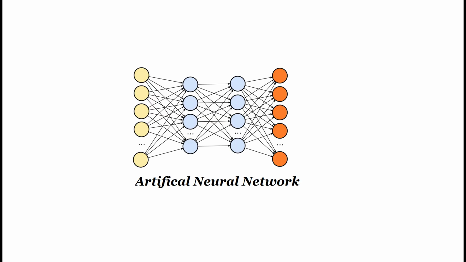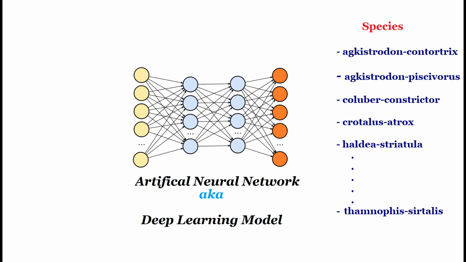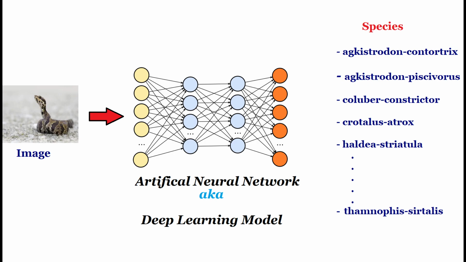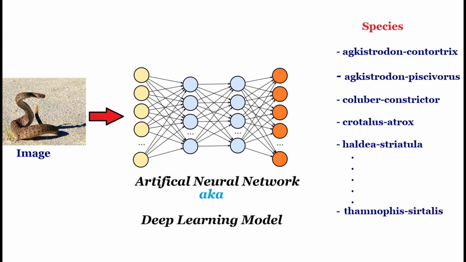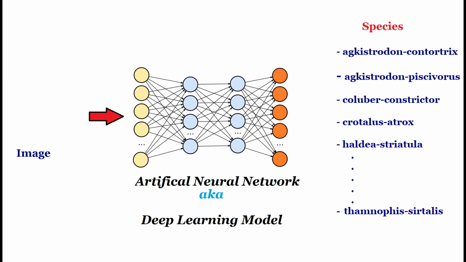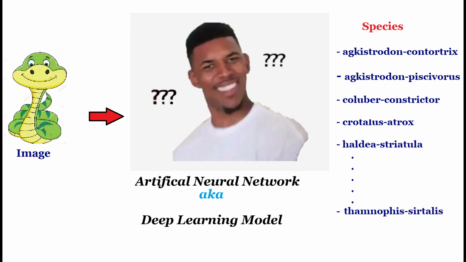Hey guys, so today we will be building an artificial neural network, also known as a deep learning model, for classifying various species of snakes. The idea is that we will show it an image of a snake and it will tell us the species of that snake. I'm building this for the HackerEarth Deep Learning challenge named Snakes in the Hood.